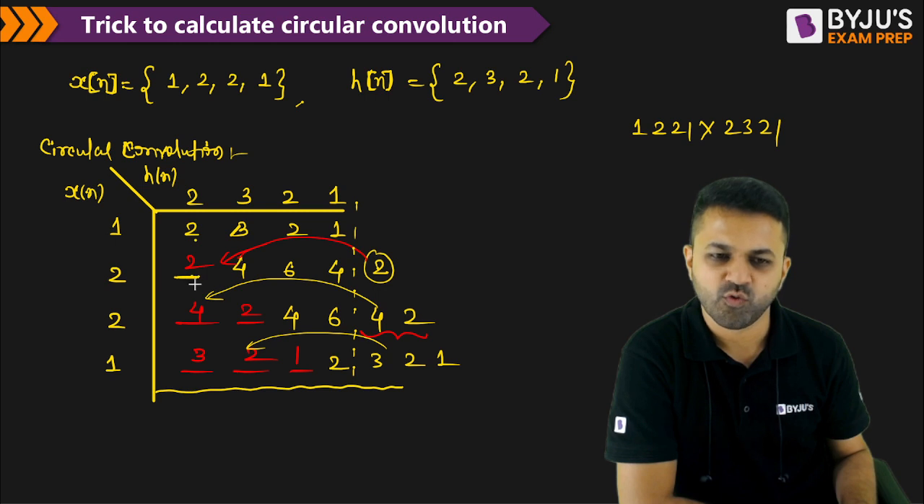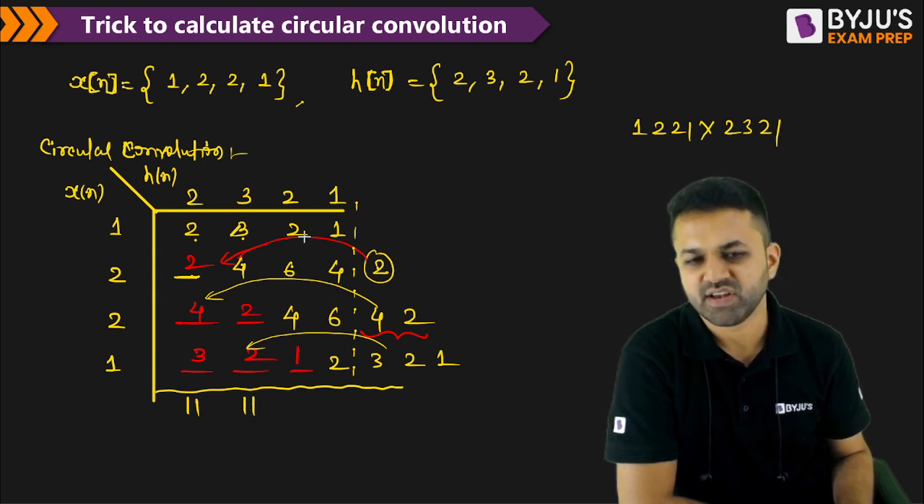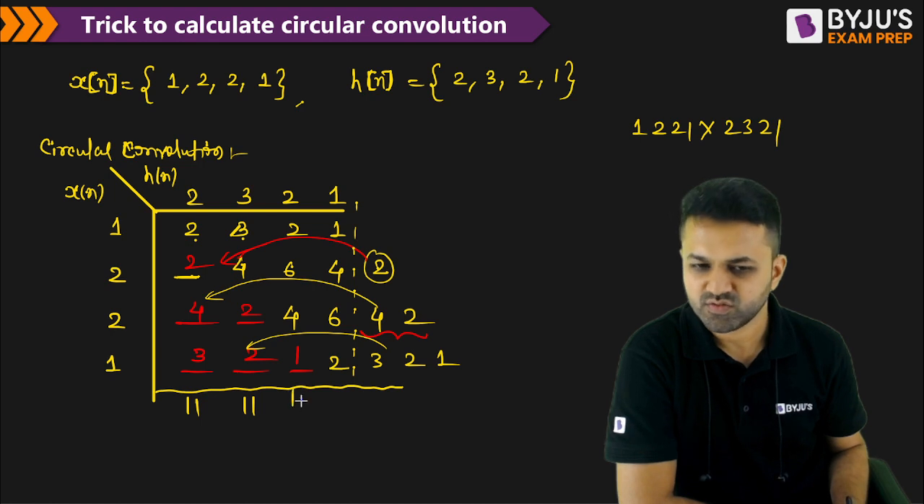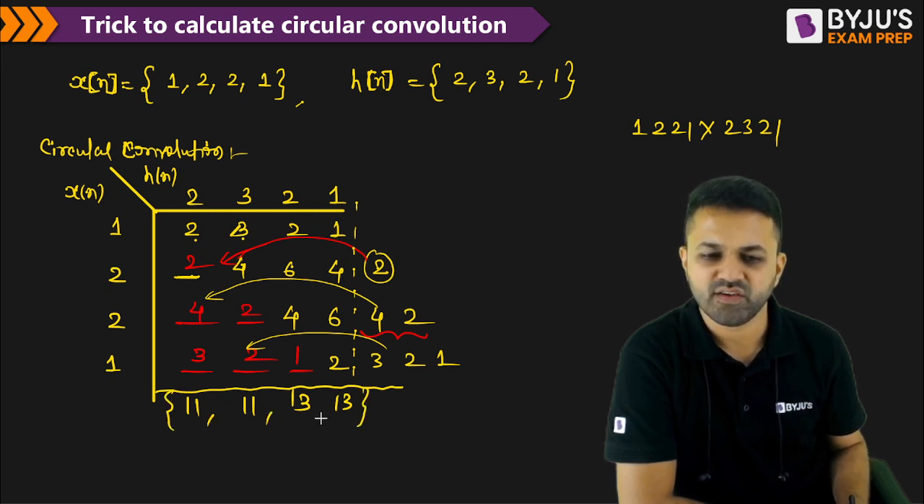So 2 plus 2 is 4, 4 plus 4 is 8, 8 plus 3 is 11. Then 4 plus 3 is 7, 7 plus 2 is 9, 9 plus 2 is 11. 4 plus 1 is 5, 5 plus 6 is 11, 11 and 2 is 13. 6 plus 2 is 8, 8 plus 4 is 12, 12 plus 1 is 13. So you will get the convolution of these two as 11 11 13 13.